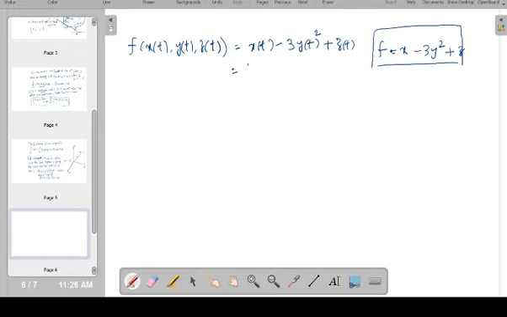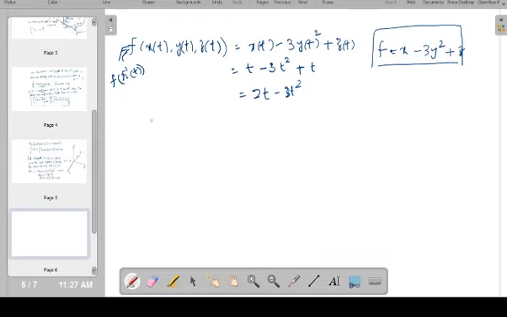So you will get x of t is t, minus 3 times y of t is t again, so you have minus 3t square plus z of t is again t. So this is 2t minus 3t square. This is the composite function f of r of t. F of r of t is this.